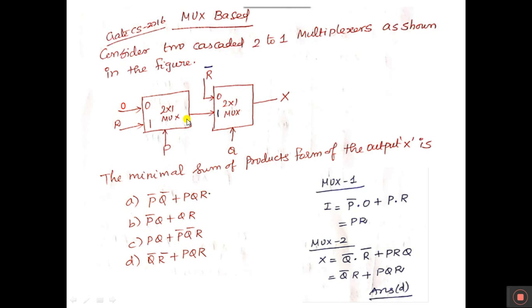The output of the first multiplexer is applied to the input of the second multiplexer. Now if we write the equation for the second multiplexer, the output X is given by Q bar R bar plus the output of the first multiplexer, PR, so we can write PRQ. Right? So the final answer is Q bar R bar plus PQR. So the final answer is option D.